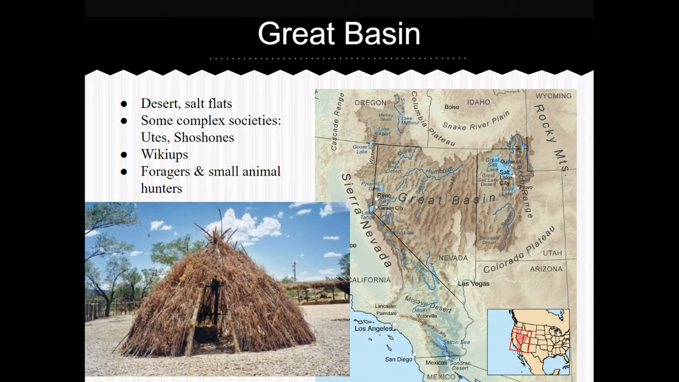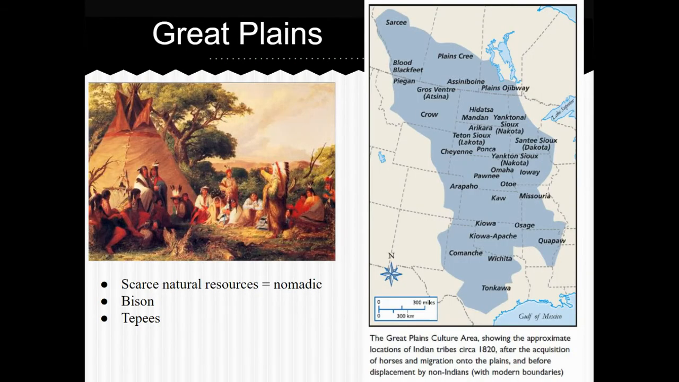Because there is a lack of natural resources, as I mentioned here, they are largely nomadic and they're going to be moving a lot. There are a few examples that don't fit this model, such as the Utes and the Shoshones, but for the large part, they are nomadic individuals. In the Great Plains is where we find the most nomadic of all because there are just not natural resources available.